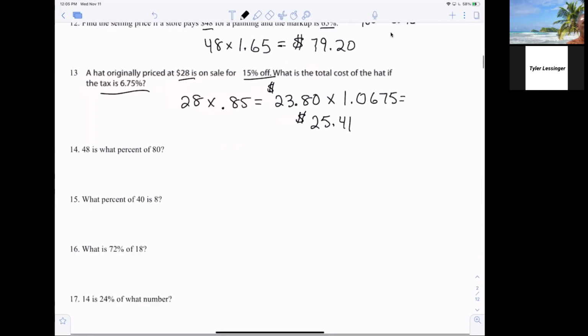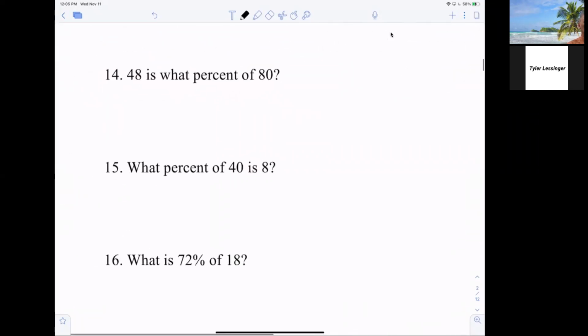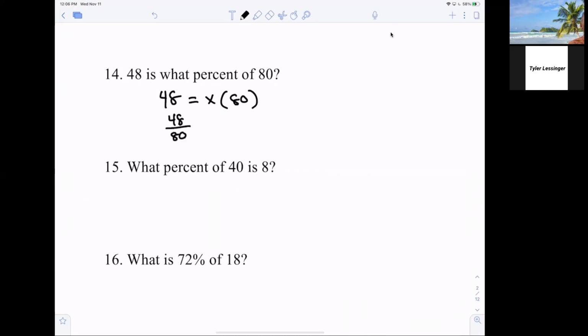All right, here we go. Now we're back to equations. 48 equals x times 80. So now I need someone to help me with 48 divided by 80 equals 0.6, but that's a percentage. So we're going to say x is 60%.